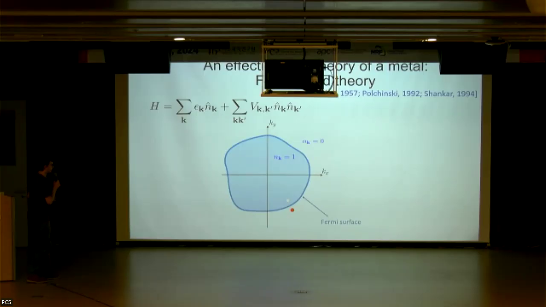A general interaction would scatter particles from one momentum to a different momentum. So it wouldn't commute with the single particle occupation numbers. But this interaction term does commute.